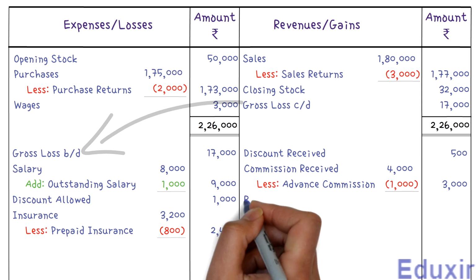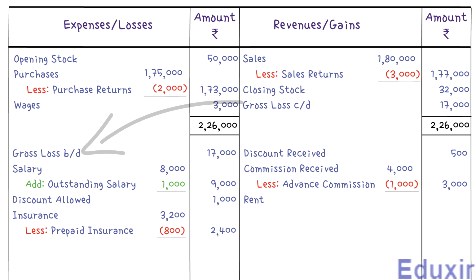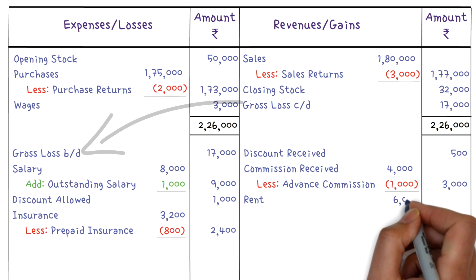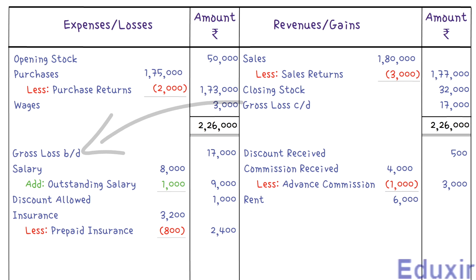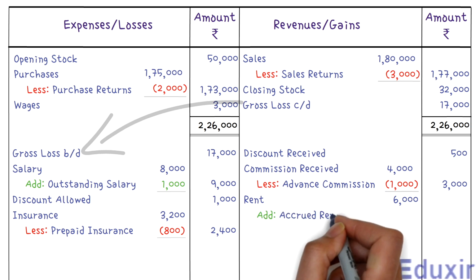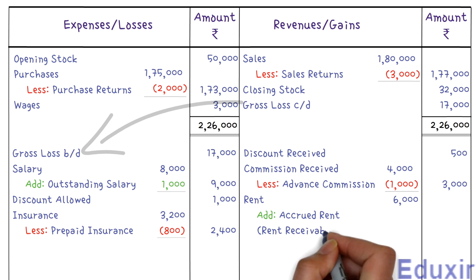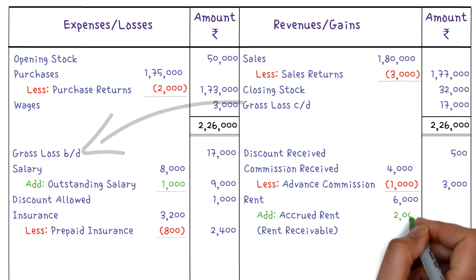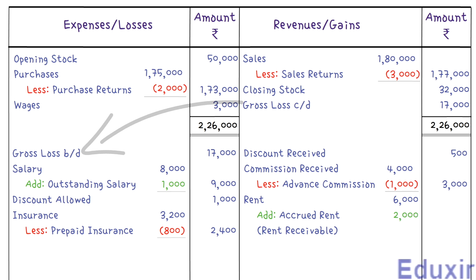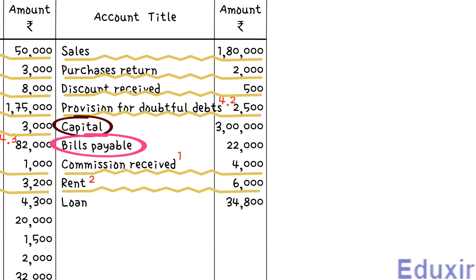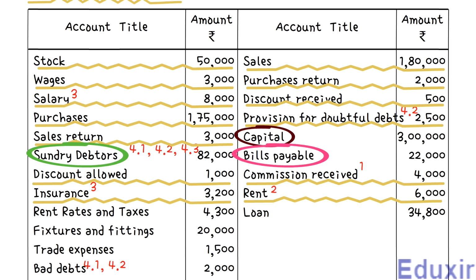Let's first write rent on the revenues or credit side. The corresponding rent amount is 6,000 rupees. To this, we should add the accrued rent as the rent receivable belongs to the current accounting period. The corresponding accrued rent amount is 2,000 rupees. Now, if we add 6,000 rupees and 2,000 rupees, we get 8,000 rupees. This amount should be written in the amount column. With that, we have completed the rent related postings into the profit and loss account. Let's now take up the next entry in the trial balance.